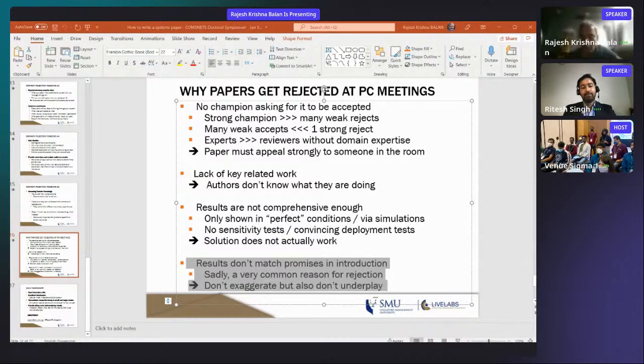Yeah, indeed. This is very important, as Ritesh pointed out. I thought I said this, but I'll say it again. Your intro has to match the rest of the paper. It's a fine balance between exaggeration and underplaying. You can't underplay because then people won't get excited, but you can't exaggerate either because then your paper gets rejected.